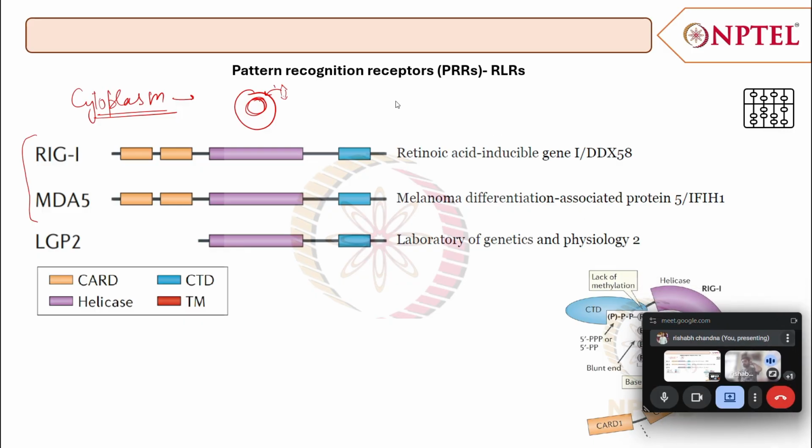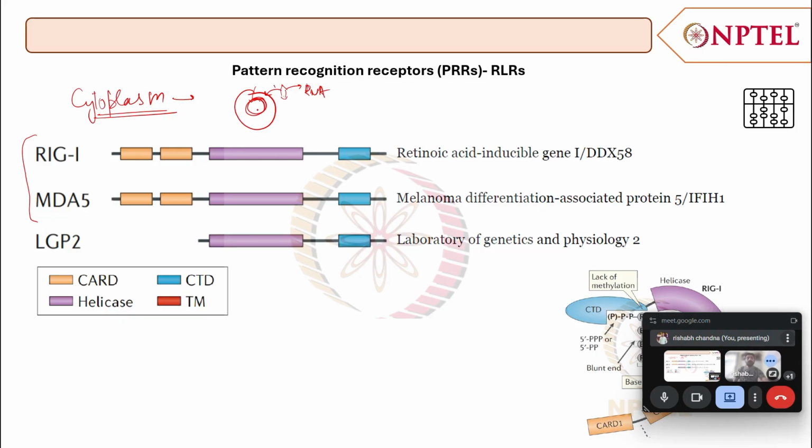So we just discussed that these RLRs are present in the cytoplasm. Why? Because whenever a virus that carries an RNA genome infects a particular cell, then after attaching to its receptor, it will release its genome into the cytoplasm. Or, the second possibility is that it can directly enter the cell in the form of an endosome, so that the whole endosome gets captured in the cell itself.